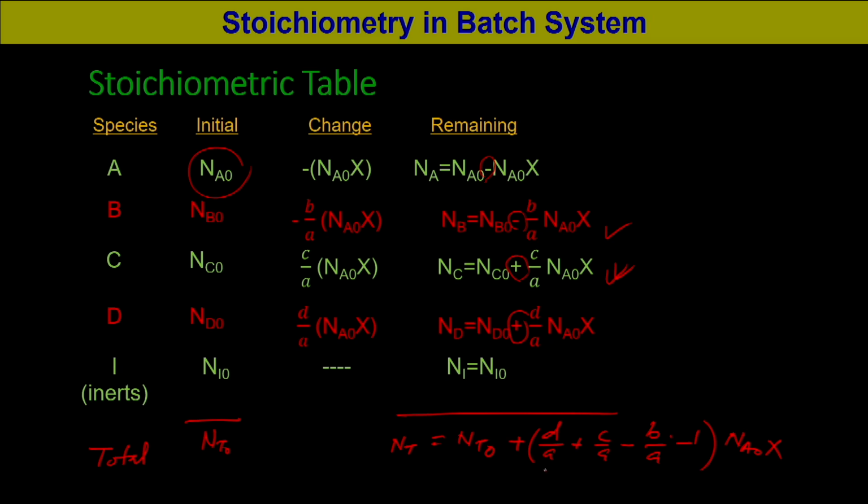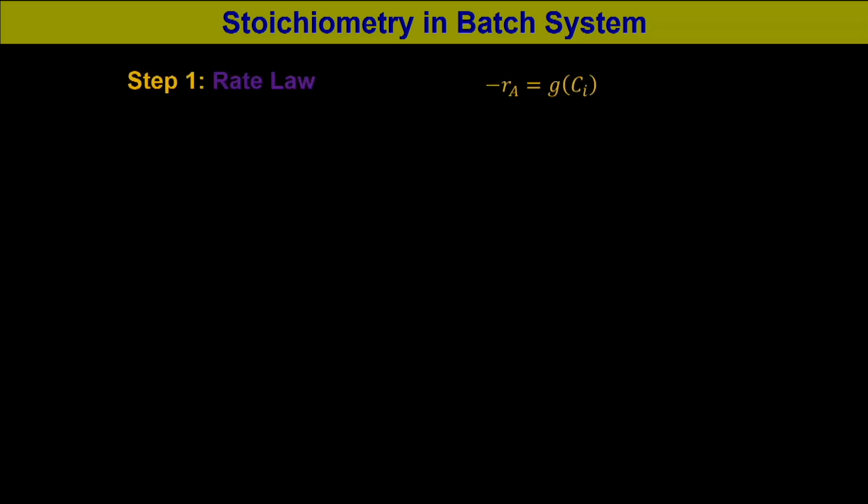So, this coefficient can be called delta. This way we can develop the stoichiometric table. Now, our step 1 is that minus R A, the rate of reaction, is a function of concentration, and step 2 is that the concentration should be related to the conversion.